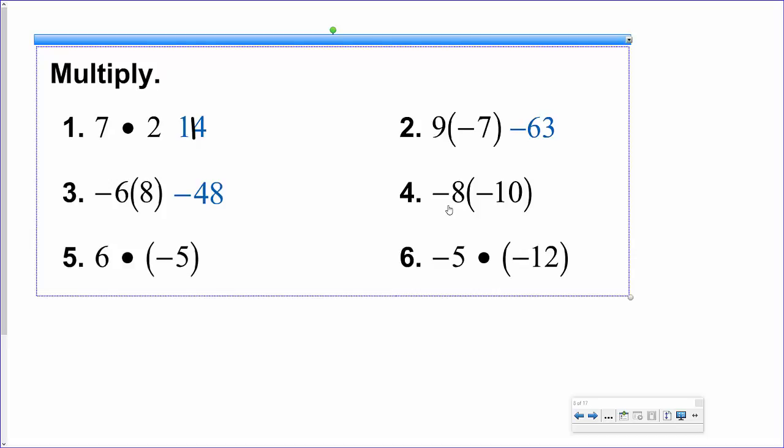Now I have two negatives, so negative 8 times negative 10, which we saw before. If you have two negative signs there, it's a positive, right? So it's 80. 6 times negative 5 is negative 30. And negative 5 times negative 12 is positive 60.